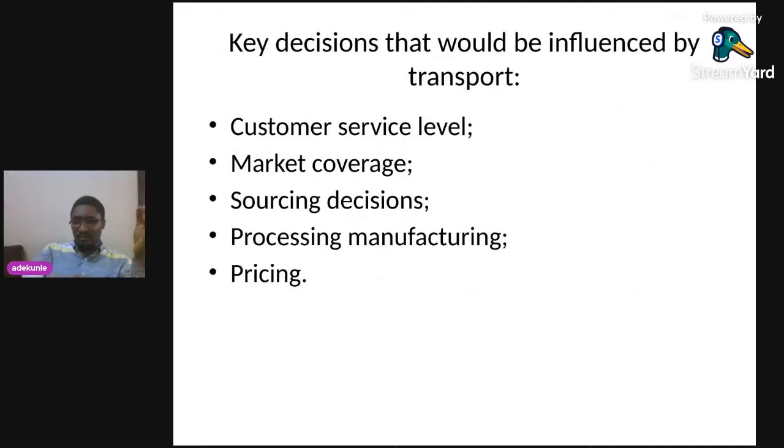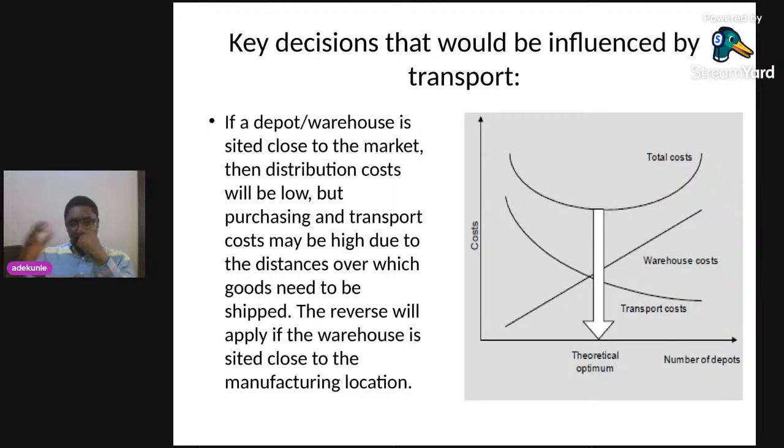Of course, there are key decisions that would influence your transport selection. One of them is the customer's service level. In summary, market coverage will be another reason. Then sourcing decisions is another key thing that will influence your selection of transport. Processing and manufacturing is another one. Then pricing will be another key issue that supply chain managers will want to look at.